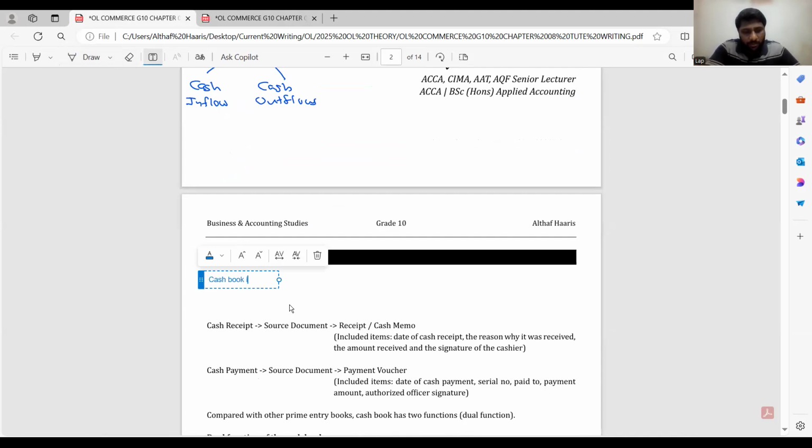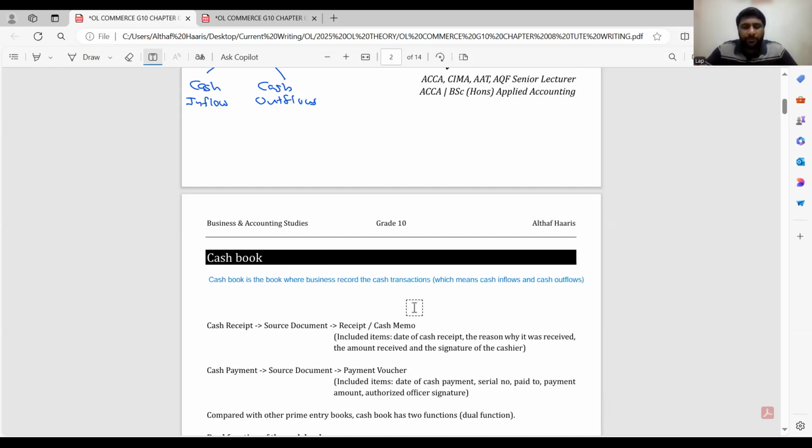Cash book is the book where a business records the cash transactions, which means cash inflows and cash outflows.